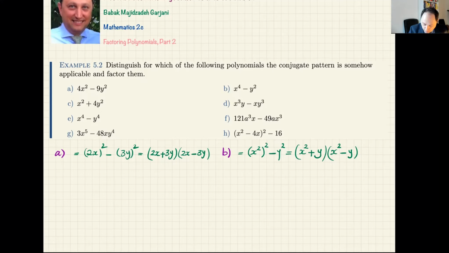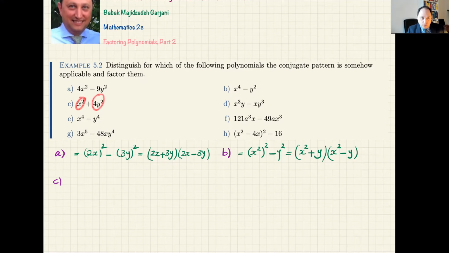But what do you think about part C? Is it a conjugate pattern? No. Even though two complete squares are involved, the sign between them is positive, so it is not a conjugate pattern.